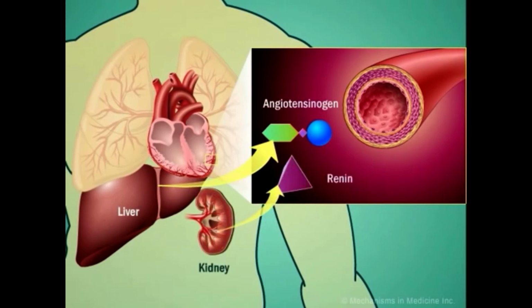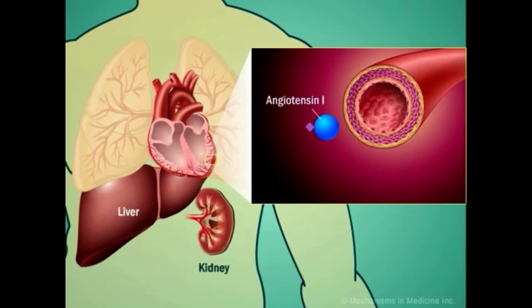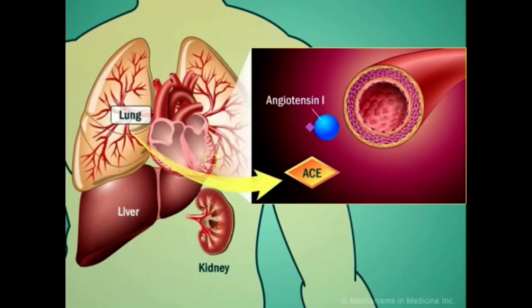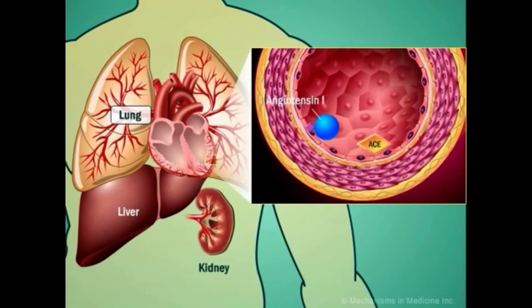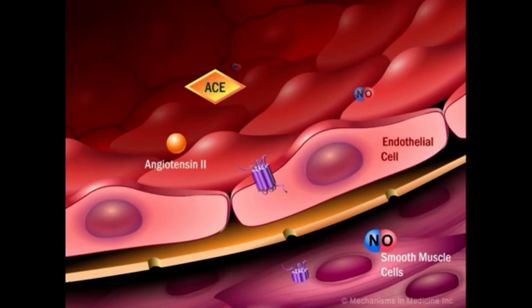An enzyme, renin, is secreted which cleaves angiotensinogen to form the inactive decapeptide angiotensin 1. Further transformation of angiotensin is carried out by angiotensin-converting enzyme, or ACE. This is predominantly found in the pulmonary circulation. However, ACE is also produced in the vascular endothelium of many tissues, including the kidney, adrenal gland, brain, and heart. The angiotensin-converting enzyme converts the inactive precursor angiotensin 1 into the vasoactive peptide angiotensin 2.